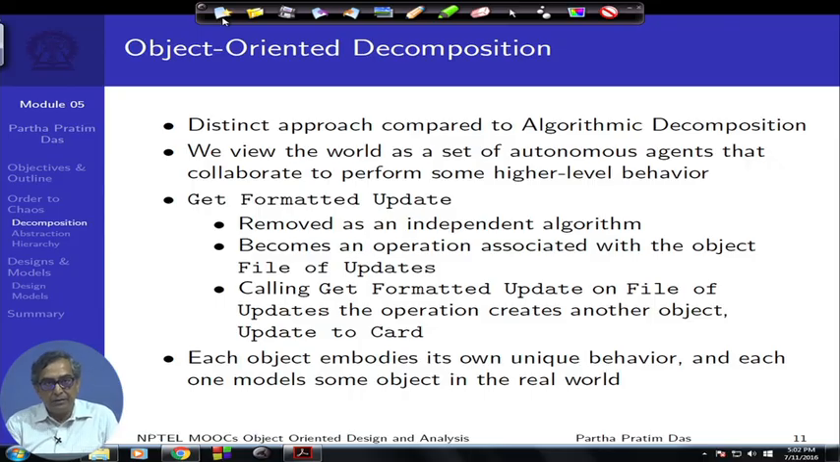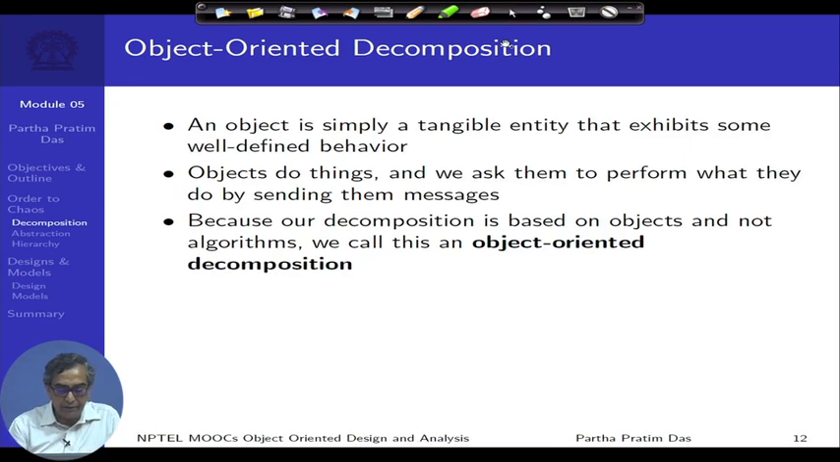Now, this is not easy to see at this stage. Maybe you may be feeling confused. As we do more and more examples, this will become clear, but keep this in mind that these autonomous agents are not arbitrary. Every autonomous agent must correspond to some basic concept, some basic unique behavior in the real world, in the problem domain that you have. Only then your design would become really effective.